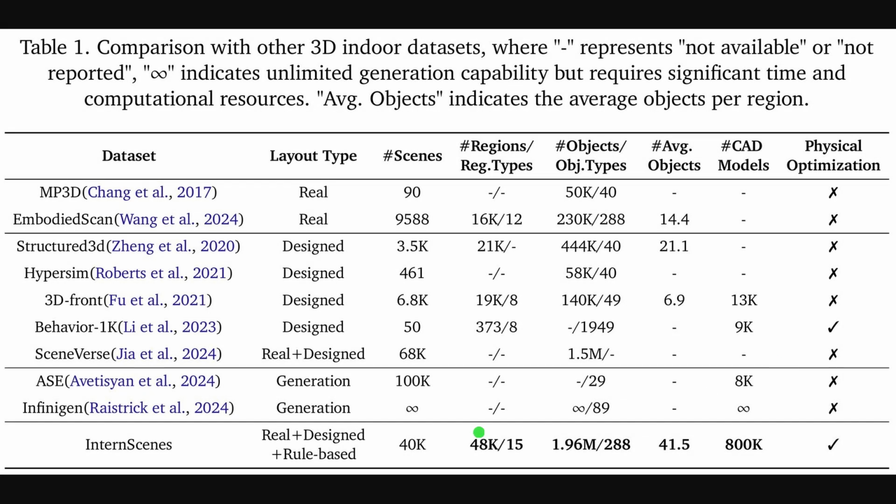So Table 1 compares indoor scene resources and shows that this dataset pairs high scale with realistic density. The table reports scene counts, region and object types, average objects per region, the number of CAD models, and whether physical optimization is applied, which means collisions are resolved through physics simulation. The last row highlights 40,000 scenes with 288 object types and 41.5 objects per region. Competing sources either lack small item density or skip physics consistency.